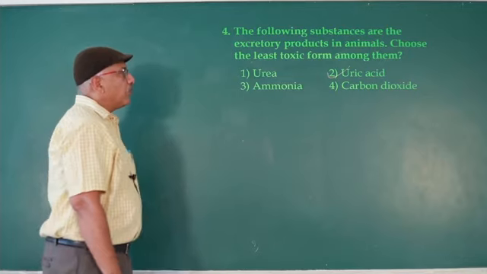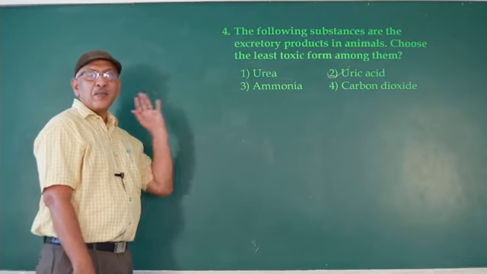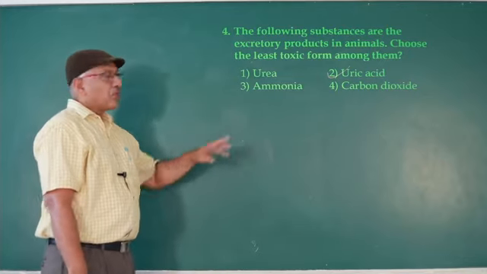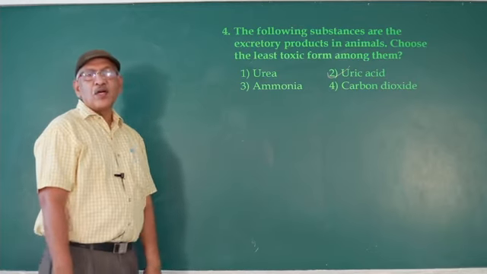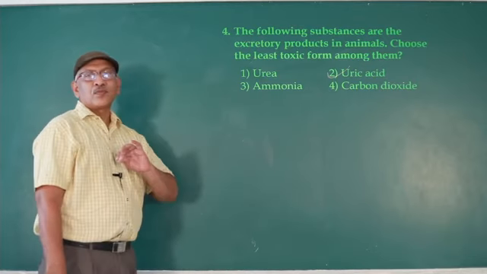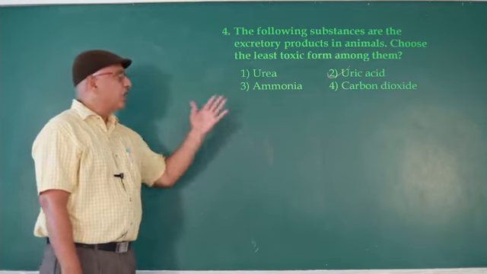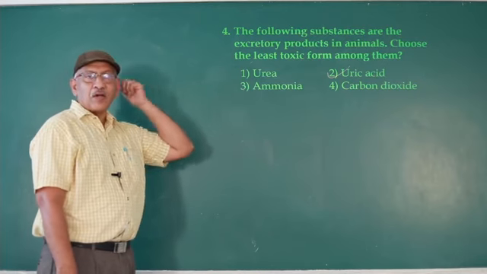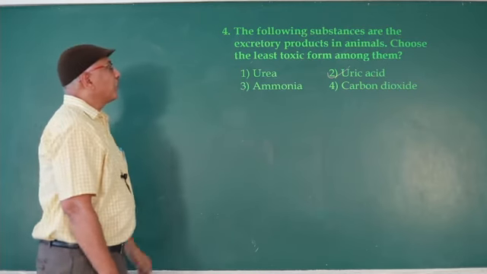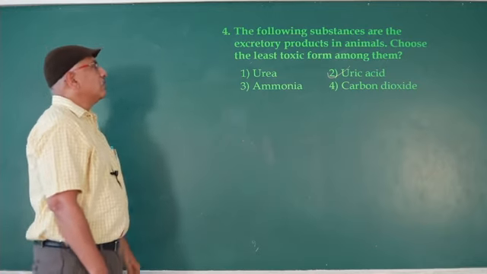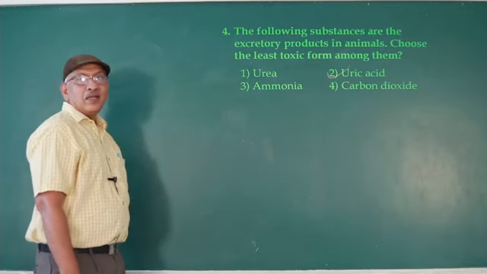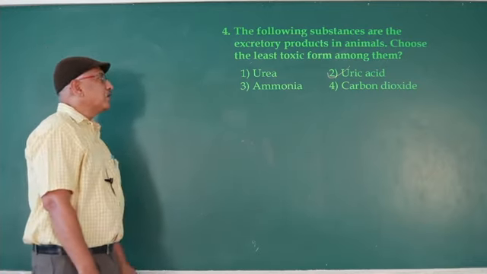For the formation of uric acid, animals spend an abundant amount of energy. For the formation of ammonia, the organism never utilizes energy. So highly toxic is ammonia, least toxic is uric acid.